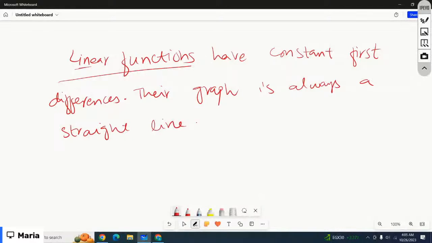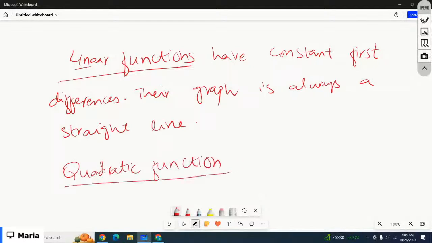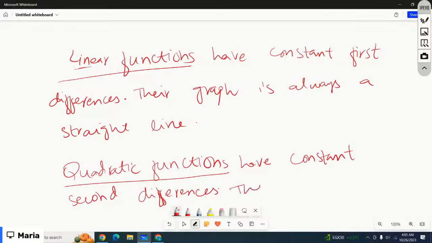Then the quadratic function. Quadratic functions have constant second differences, and their graph looks like a U shape. Their graph is U shaped.